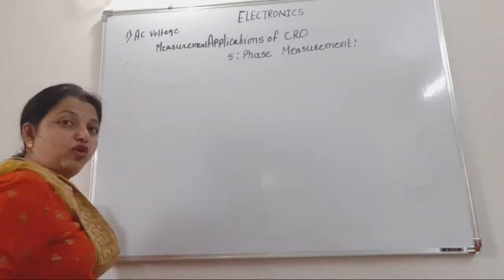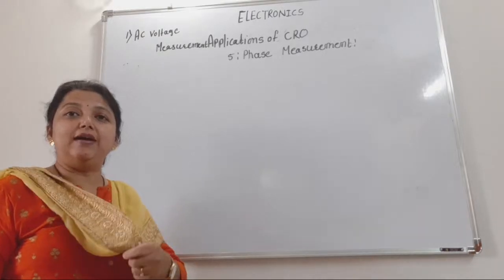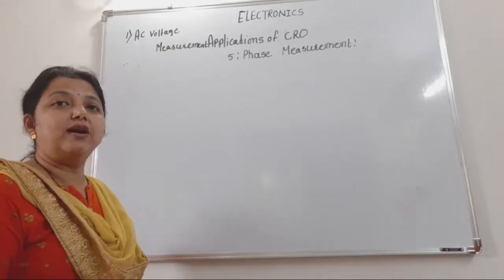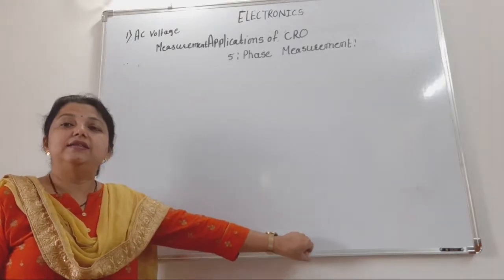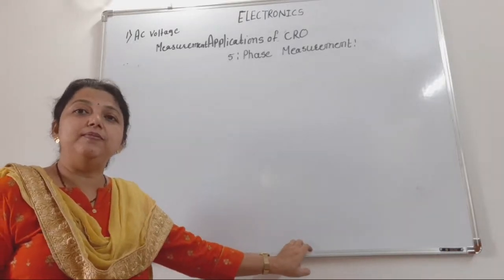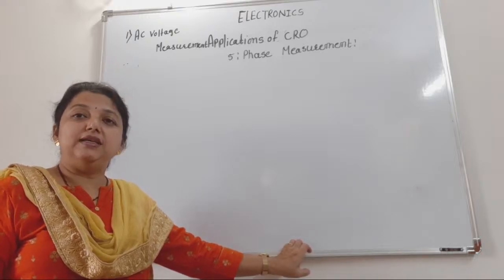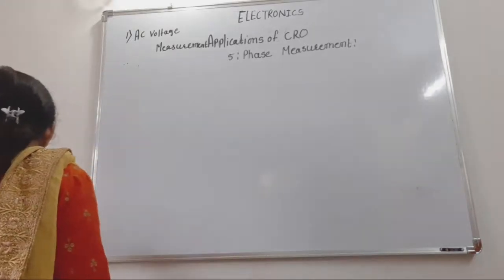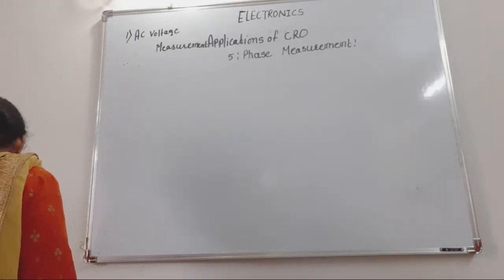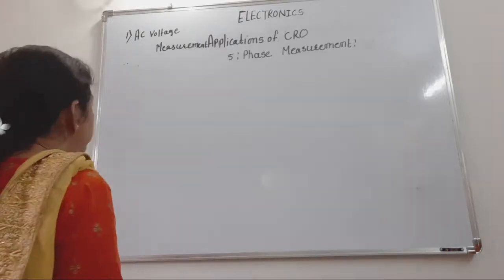Phase measurement. For that we have to draw one block diagram for phase measurement. See that block diagram in your textbook, that there are 3 blocks. First one is the known vertical signal. The signal is provided to the audio signal generator, the circuit being tested, and the CRO. These are the 3 blocks.